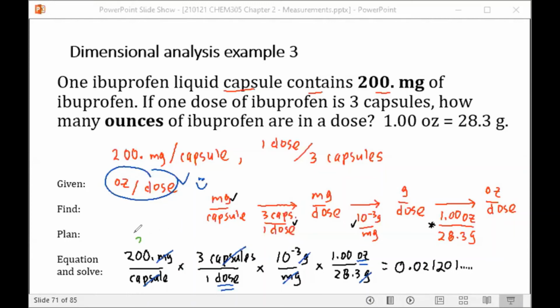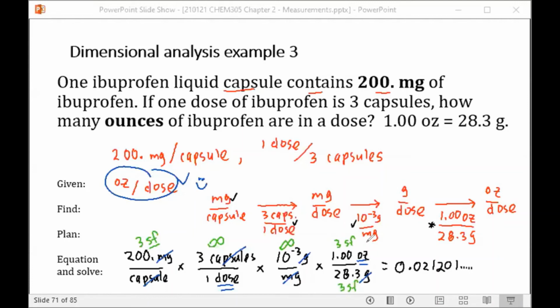So in our starting value, we have 3 sig figs. These zeros both count because there is a decimal point, so we have 3 sig figs here. 3 capsules per dose, that's a defined quantity, so there's infinite sig figs. It's a defined quantity because you can count exactly 3 capsules per dose, so there's no estimating. Metric system prefix conversion is infinite sig figs. And then here we have a metric system to English system conversion. It's not centimeters to inches, so that means we have to count the sig figs. So there's 3 sig figs in 1 ounce, 1.00, and there's 3 sig figs in 28.3.